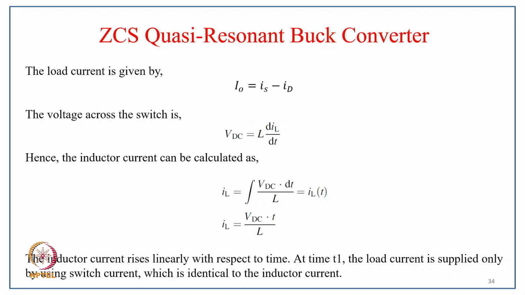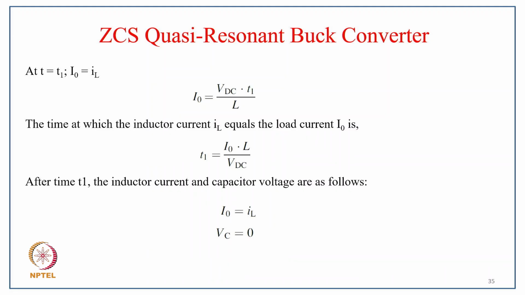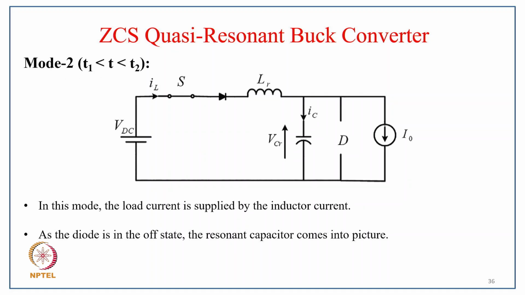At time T1, the load current is supplied only by the switch current, which is identical to the inductor current. And at T equal to T1, I0 equal to IL, and that is I0 equal to VDC T1 upon L. The time at which the inductor current IL equals the load current I0 is T1 equal to I0 L upon VDC. After the time T1, the inductor current and capacitor voltage are I0 equal to IL and Vc equal to 0.